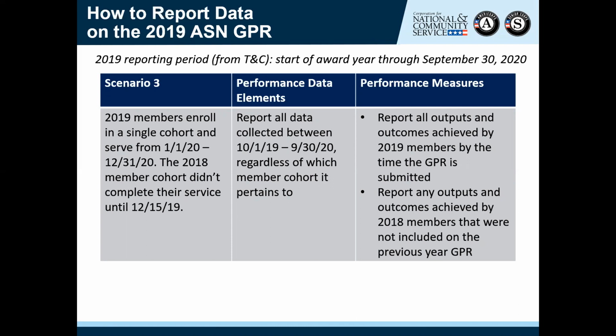If you've completed AmeriCorps GPRs in the past, you'll recognize that approach. We have asked you to do that for the last couple of years. But it's pretty complicated, we know that. Happily, reporting on the new performance data elements is not nearly as complicated under this scenario. Just like in the previous scenario, the grantee should report all data collected between 10/1 and 9/30, regardless of which member cohort it is connected to.